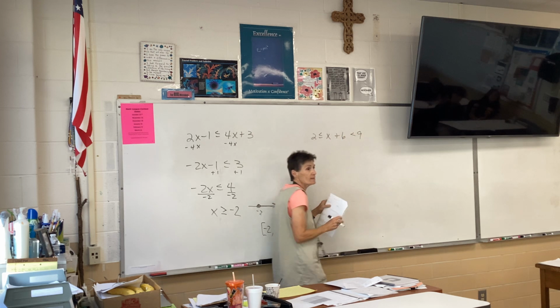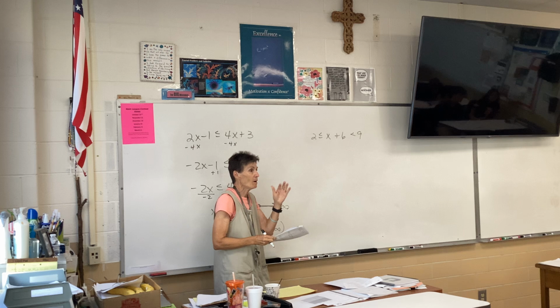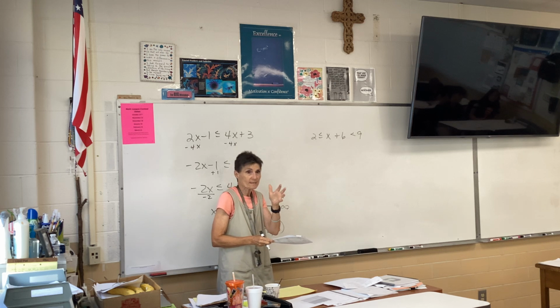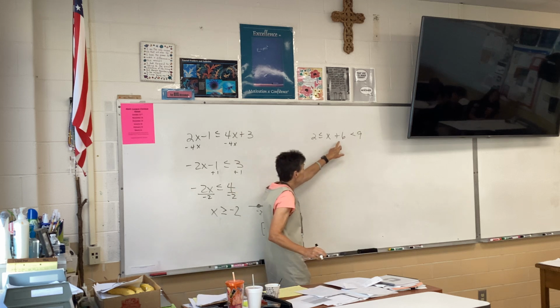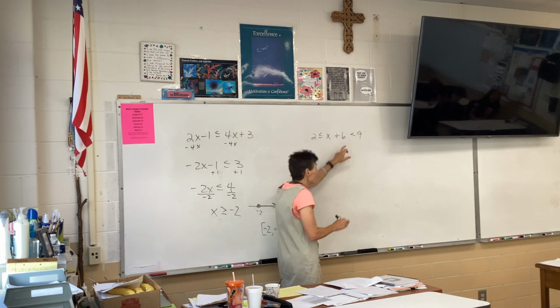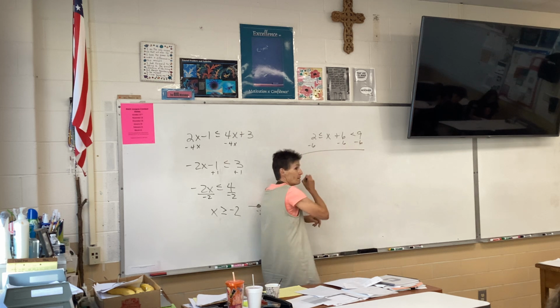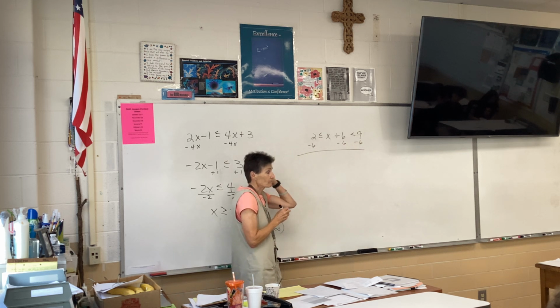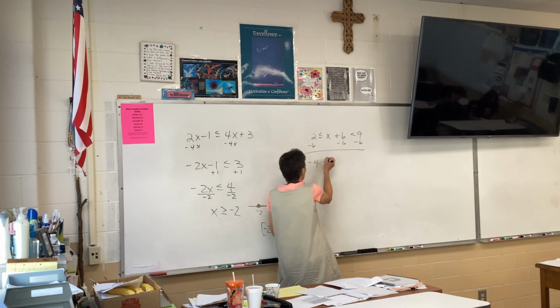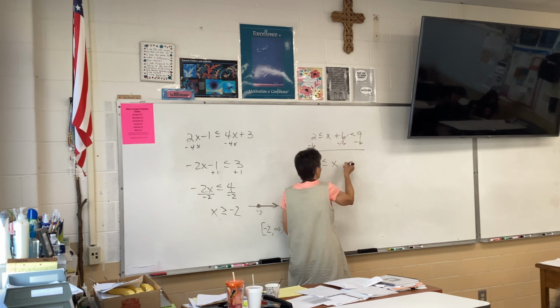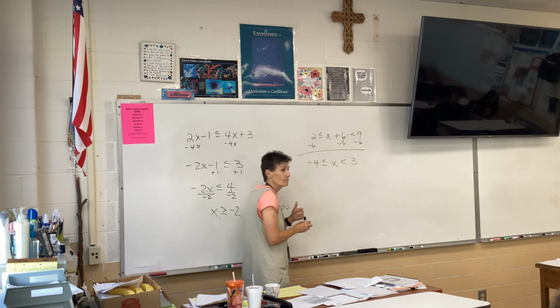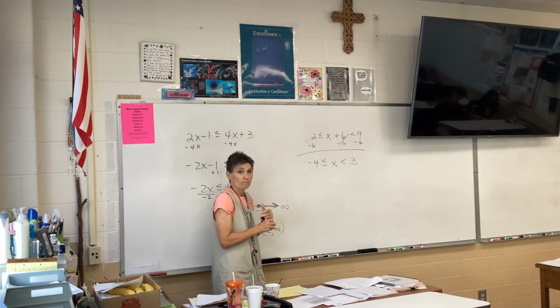But this is so easy to do. Do not make this problem hard. You, like always, want to get x by itself. So all we have to do is get rid of that 6. But when we minus it, we have to minus it from everything. So -4 less than or equal to x less than 3. Problem finished.